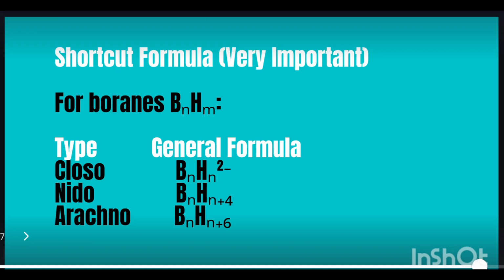Now we'll see the shortcut formula. For boranes, in general formula BnHn, for Closo the general formula is BnHn 2-, for Nido it is BnHn+4, and for Arachno it is BnHn+6.